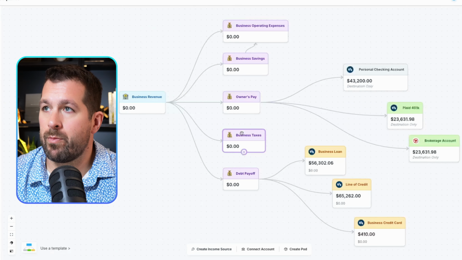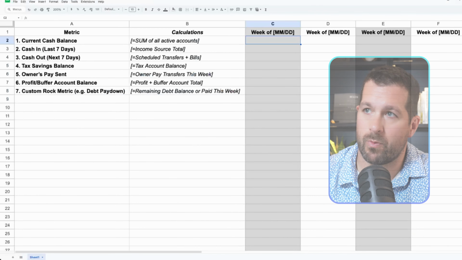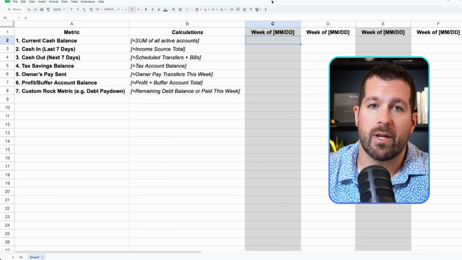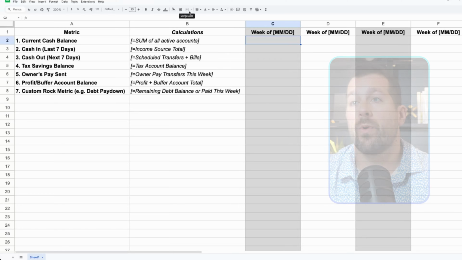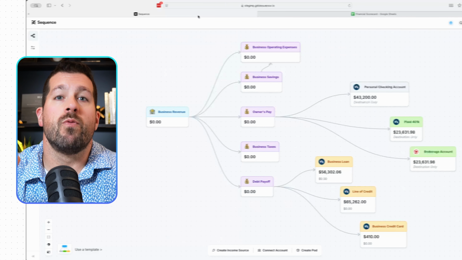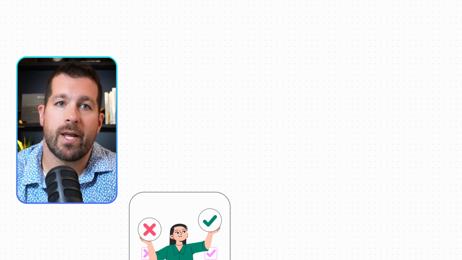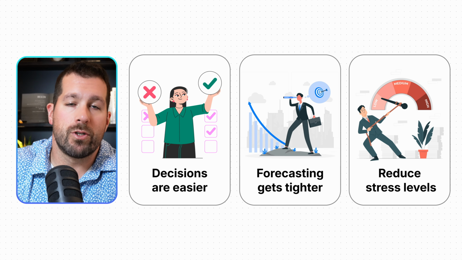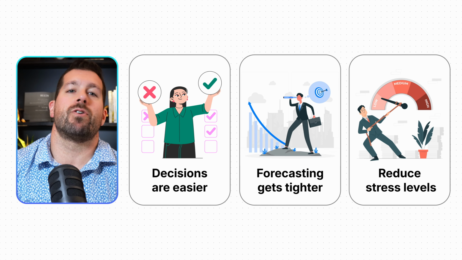We're going to review our numbers and paste them into our scorecard so that we have an updated balance for the week. And you're going to jot down anything worth discussing in your team's Level 10 or with your financial advisor or accounting team. If you manage your money like this every week, your financial decisions are going to get easier. Your forecasting gets tighter, and you're going to reduce your stress levels. And that's because you're not overreacting anymore. You're actually operating your business.